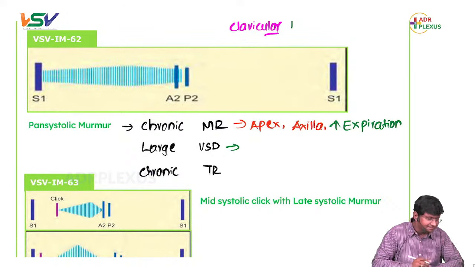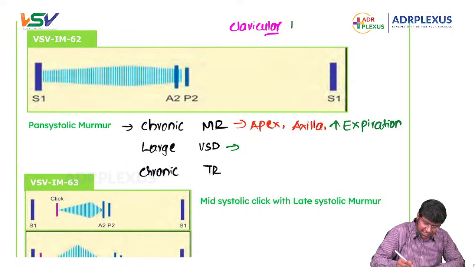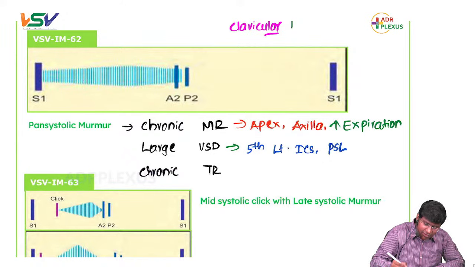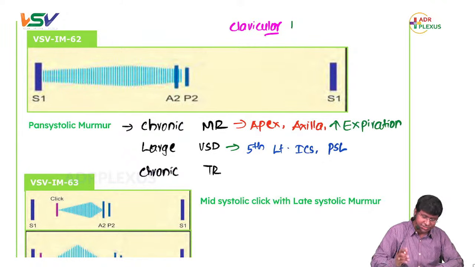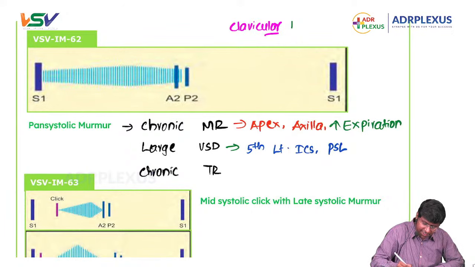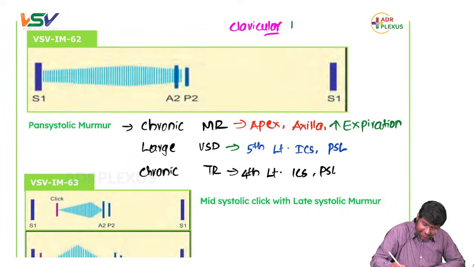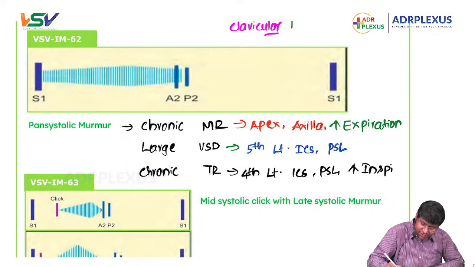Whereas large VSD, you will listen to this in the fifth left intercostal space, parasternal line, and it will not change with respiration. Whereas the chronic TR murmur, you will listen to this in the fourth left intercostal space, parasternal line, and it will increase on inspiration. All the right sided murmurs increase on inspiration. What is that particular sign?